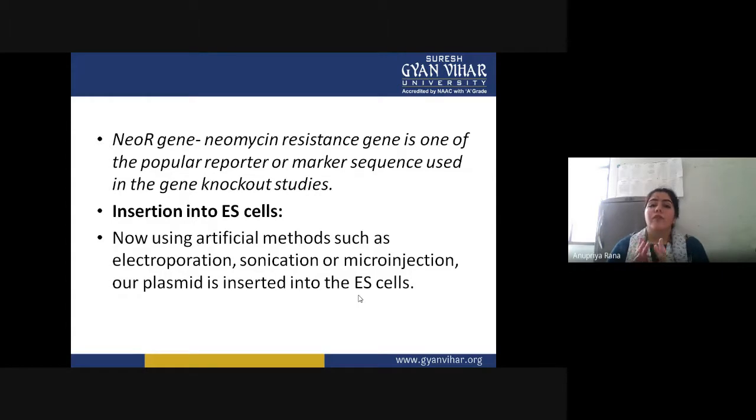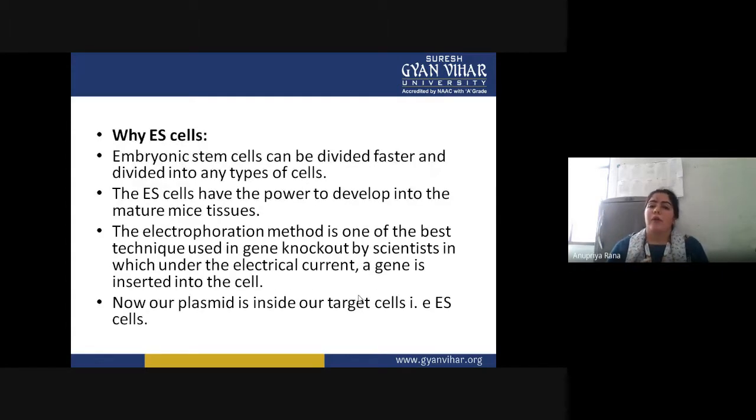Now we have to see why we are using these embryonic cells. We can insert into several other things, so why are we using specifically the embryonic cell? Embryonic stem cells can divide faster and differentiate into any type of cell. When the embryo is developing, that is a very primitive stage of formation of any organism. At that stage, along with division, the process of differentiation takes place.